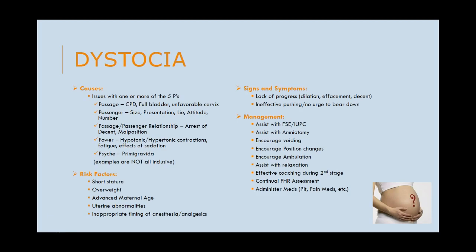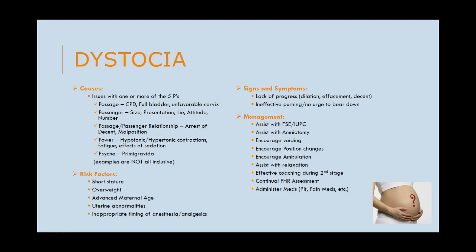Also, we can assist the doctor with amniotomy. That means breaking mom's water. So if we artificially rupture her membranes or perform an amniotomy, that will help progress labor. Encouraging mom to void: we've already talked about the full bladder blocking the passageway. If we encourage voiding, we can keep that bladder decompressed and hopefully allow more room for the passenger to descend into the passageway. Also, we want to encourage position changes.